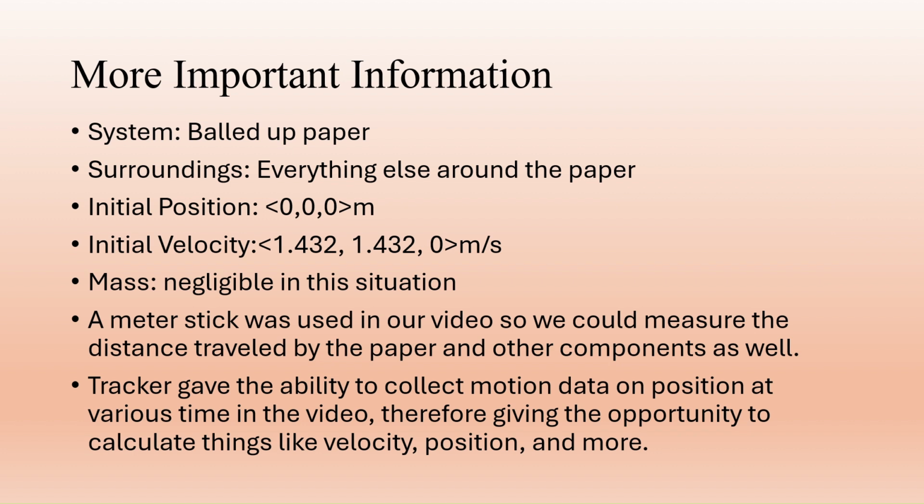Important information. The system was a balled up piece of paper, and the surroundings was everything else around the paper. The initial position was at the origin for us, which we set in Tracker. The initial velocity was 1.432 meters per second in the x and the y components, and the mass is negligible in this situation. A meter stick was used in our video to calibrate the measurements, as we usually do, and Tracker gave us the ability to get motion data on the object as it moved through time.